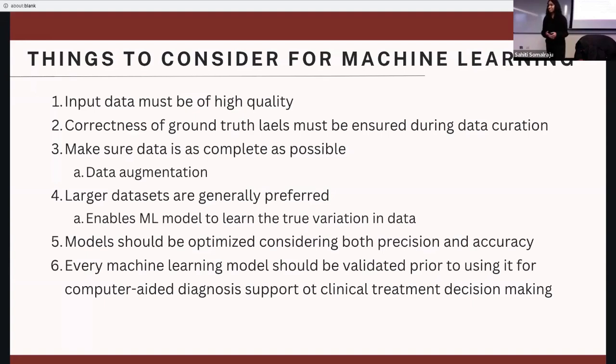The fifth thing to consider is that models should be optimized considering both precision and accuracy. And every machine learning model should be validated prior to using it for computer-aided diagnostics in support of clinical treatment decision-making.